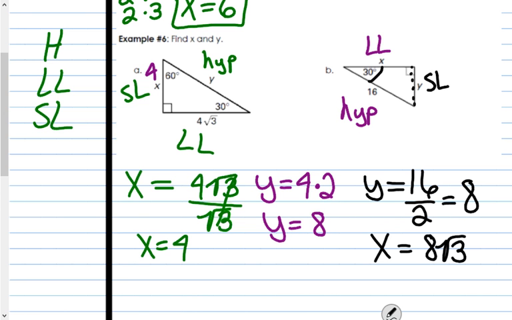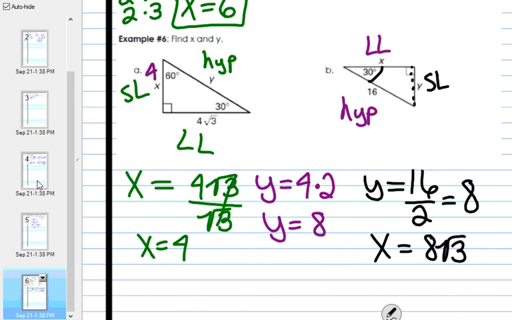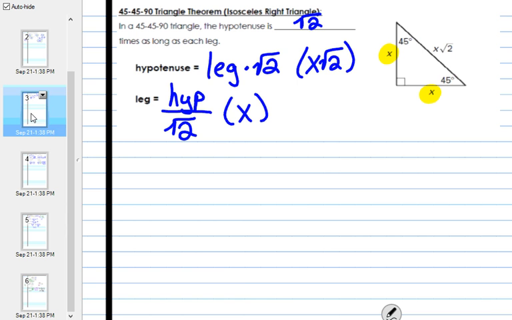Okay? I want to just remind you of 45, 45, 90. Basically, you have to remember the square root of 2. You have two sides that are the same. The hypotenuse is bigger, so you take whatever that side is and you multiply it by the square root of 2. Or if you have the hypotenuse, you divide it by the square root of 2 to find the legs. So that's all you have to remember for 45, 45, 90, the square root of 2.